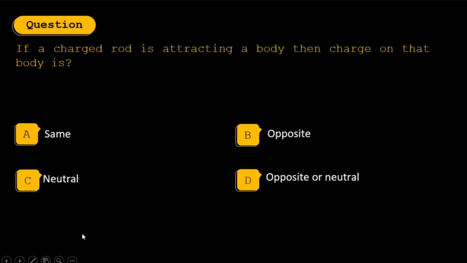All right, before that, there is one question. So just think about it and tell me, if a charged rod is attracting a body, then the charge on that body is what? Very basic question. You can answer it. Tell me.